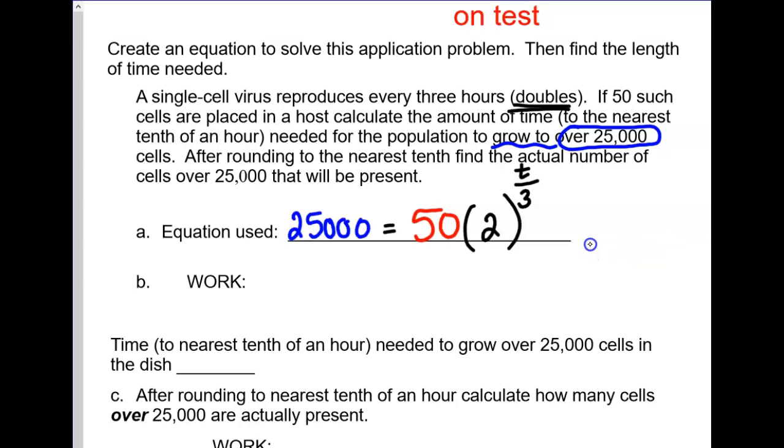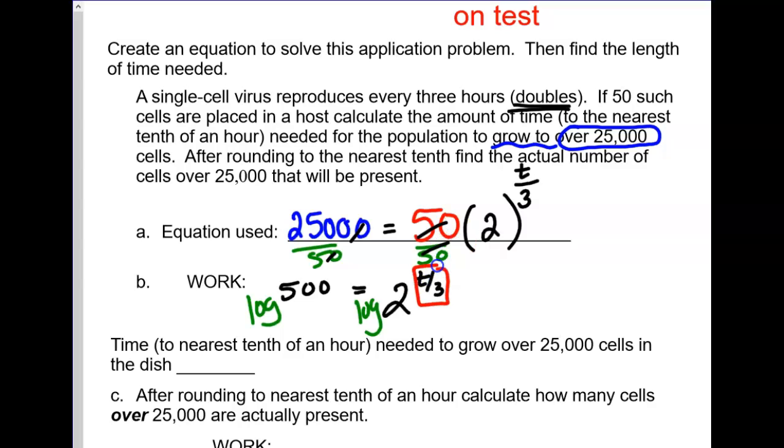Okay, now it's time to use our algebra skills to solve it. We're going to divide both sides by your 50. Let's see, that's 500. Is it? Because I'm often misusing decimals. Okay, it's time to apply your logarithms. Which one do you want to use today? Okay, so nothing cancels, which is fine. But the exponent does come down. That's the whole point of the logarithm. I don't have enough space, so I'm going to start writing over here. I have the log of 500 equals t over 3 times the log of 2.